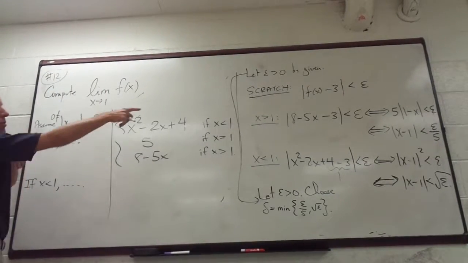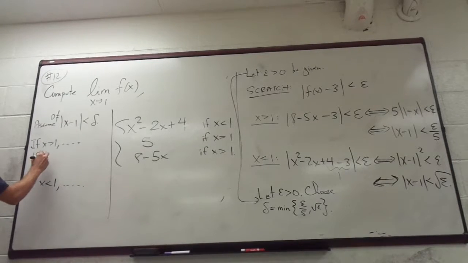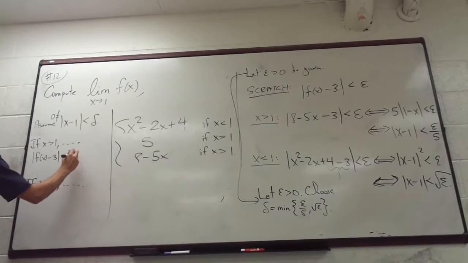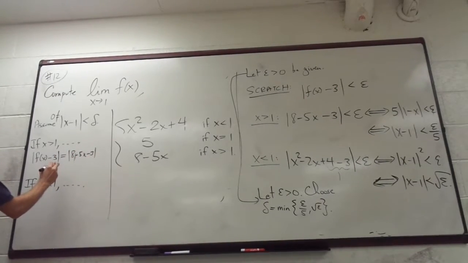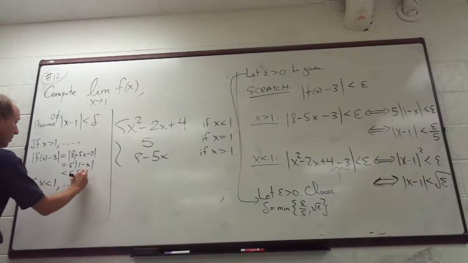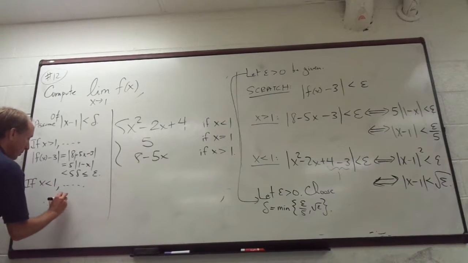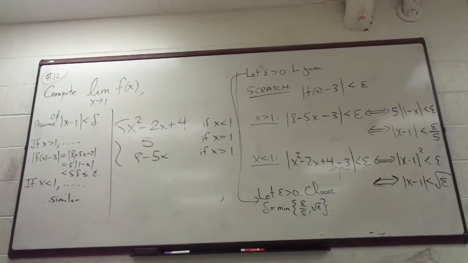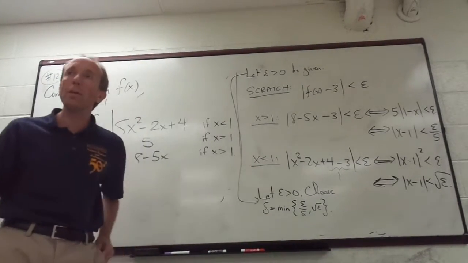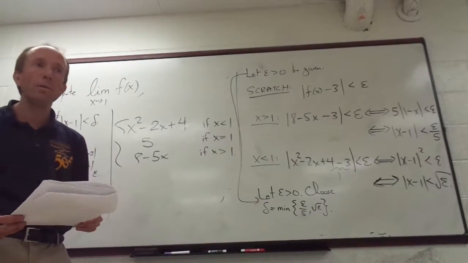If x is greater than 1, you go straight to the scratch work on the top. So it's 8 minus 5x minus 3 equals 5 times 1 minus x, which is less than 5 times delta. And 5 times delta is definitely less than or equal to epsilon. That's for that case. The other case is similar. I won't write it out to save some time. So in both cases you get the absolute value of f of x minus L to be less than epsilon. So that's the idea behind that one.